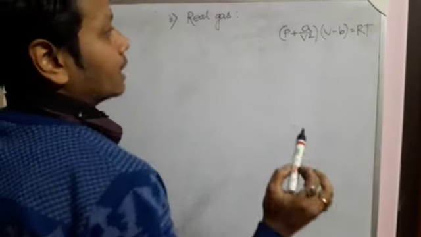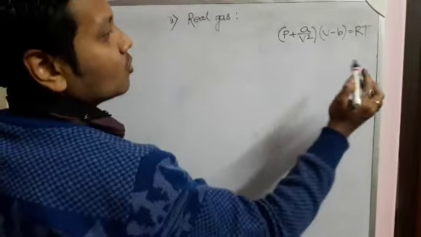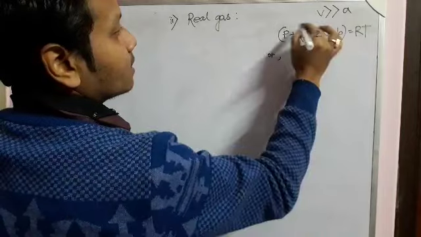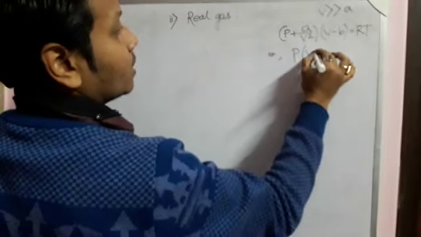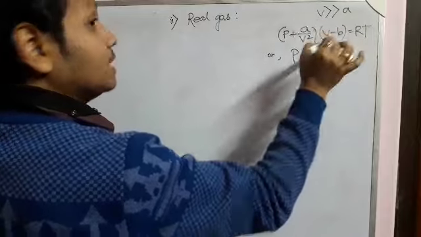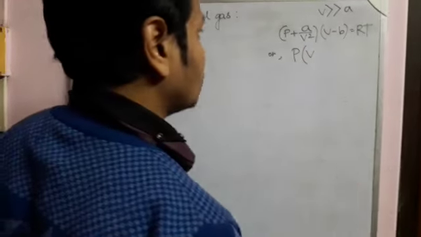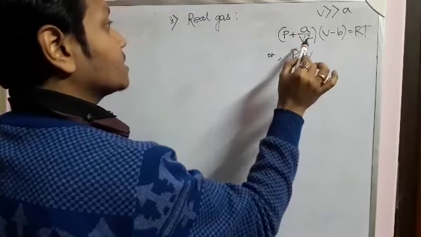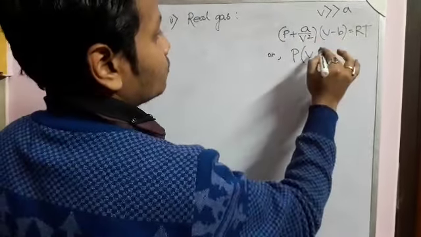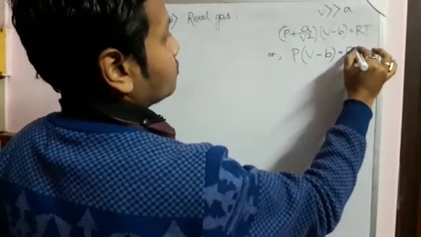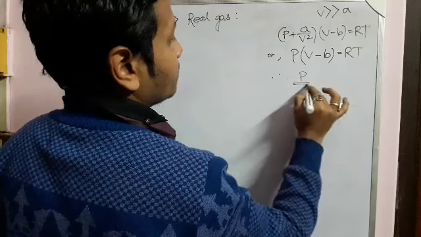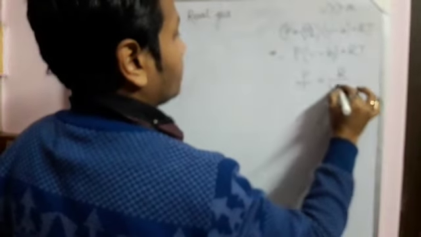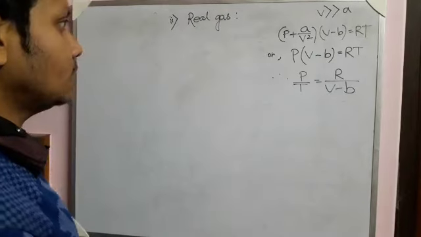Now here we make a slight modification. We know that V is much greater than B, so we can neglect the A by V square term, and there remains P. But we don't ignore B. If we ignore B, then it will become the ideal gas equation, which we don't want. So we only ignore the higher order term, that is V square. So P into V minus B equals R into T. So what will be my P upon T? My P upon T will be R by V minus B.